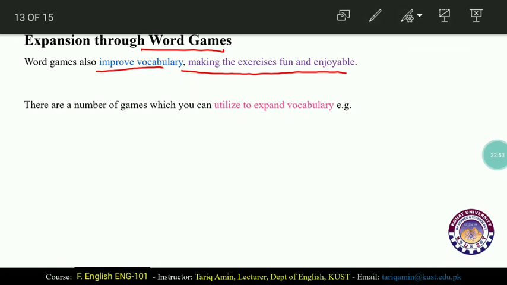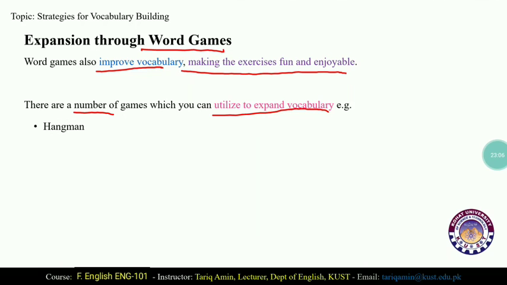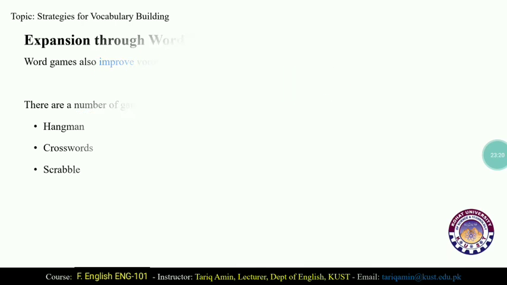There are many games which you can utilize to expand your vocabulary. We are going to discuss just three types of games. The first one is the hangman game. This is one word game. The second one is the crossword game, and the last one is the Scrabble word game. Through these different word games you can expand your vocabulary.